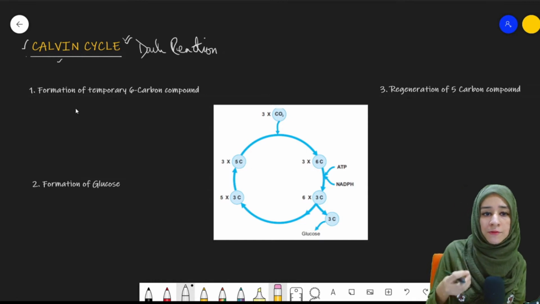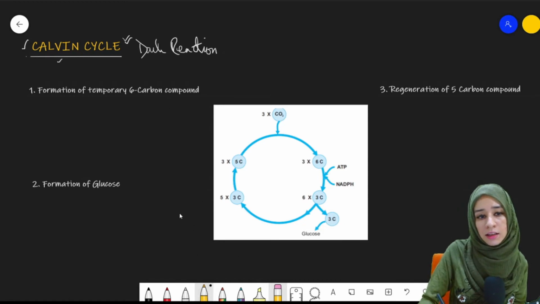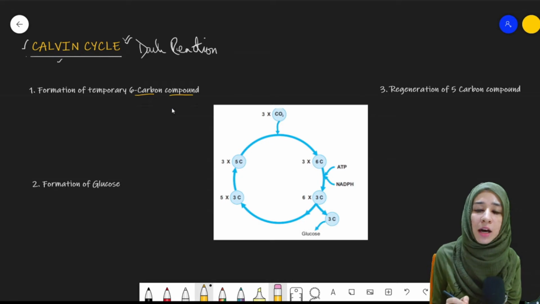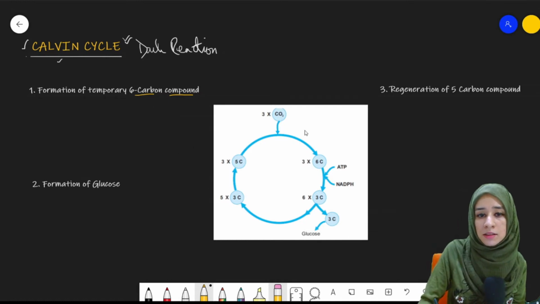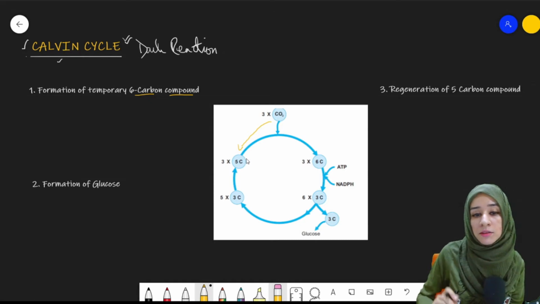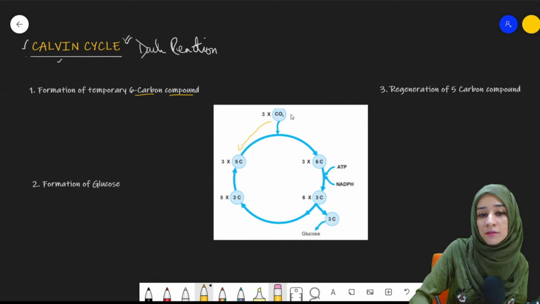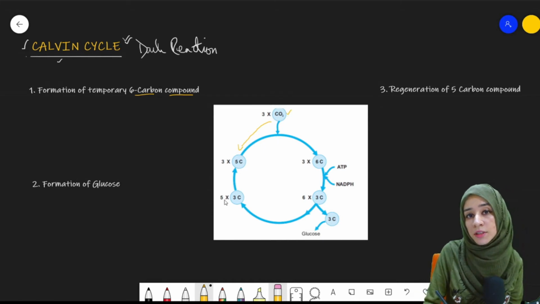The first thing that occurs in this cycle is the formation of a temporary 6-carbon compound. How will it form? The first step is the reaction of carbon dioxide with the 5-carbon compound. The carbon dioxide, which is utilized in photosynthesis, reacts with the 5-carbon compound.